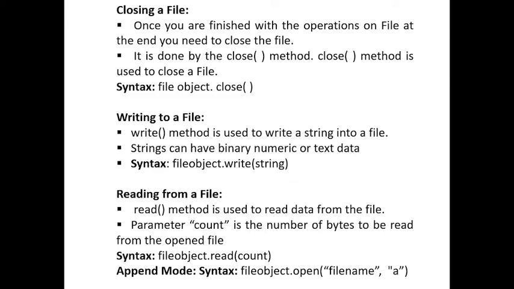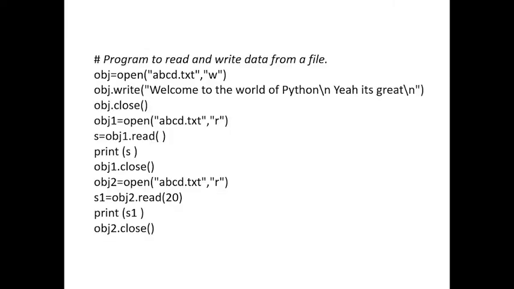Append mode syntax: file object dot open, in double quotes file name, comma, in double quotes a. So this is about the append. Write mode is indicated by w, read mode is indicated by r, and append mode is indicated by a. Next, an example program is given where we are opening and closing files in write mode as well as read mode.